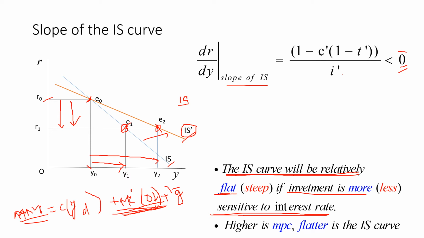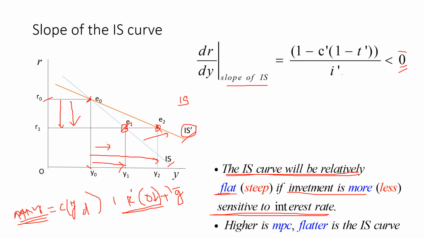That means if you raise your interest rate or lower your interest rate, investment is not responding at all. Investment is not sensitive at all. That means the sensitivity is equal to 0. So when you lower your interest rate, there is no change in investment. And if there is no change in investment, there is no change in Y as well. So even if you consider a lower R, your Y is actually not increasing.